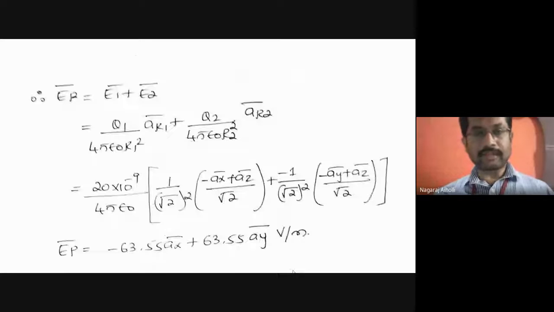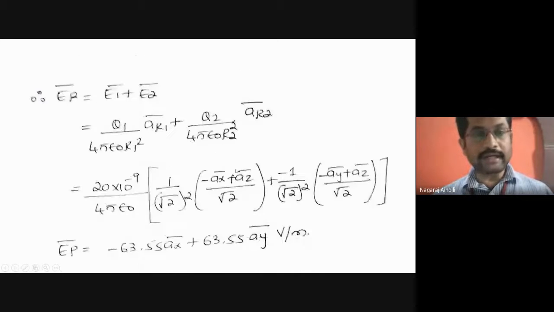Right? Next, what will be the next step here? EP bar, the total electric field intensity at the point P. The total electric field intensity at the point P is the electric field intensity due to the charge at A, that is E1 bar, plus the electric field intensity due to the charge at point B, that is E2 bar. So I'll write EP bar is equal to E1 bar plus E2 bar. E1 bar is Q1 divided by 4 pi epsilon naught R1 square into AR1 bar. Then E2 bar is Q2 divided by 4 pi epsilon naught R2 square into AR2 bar.